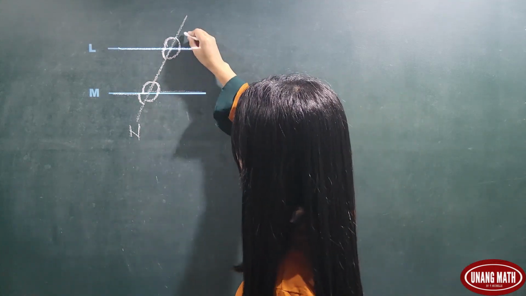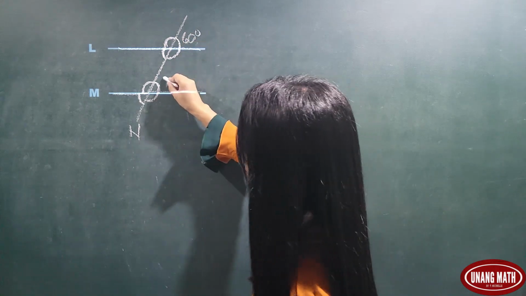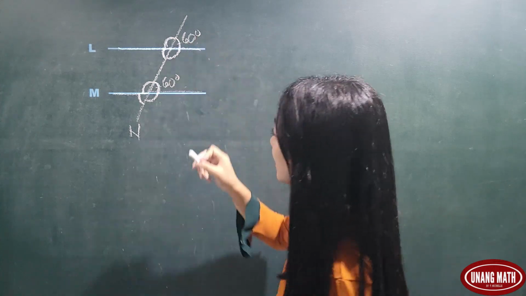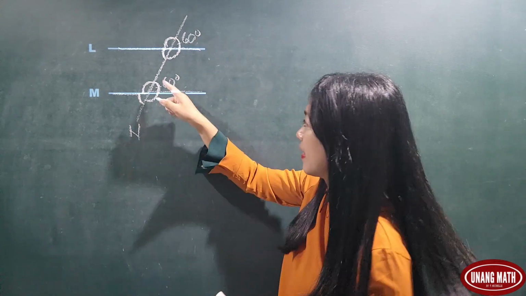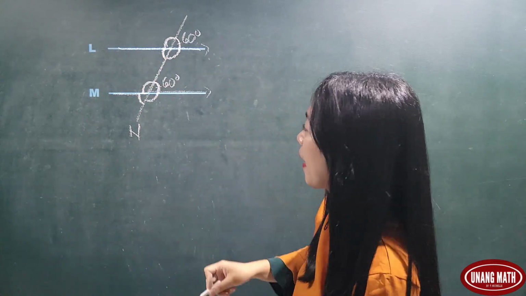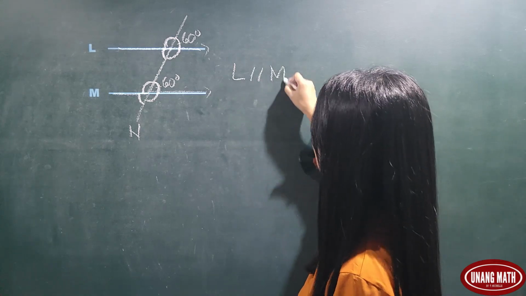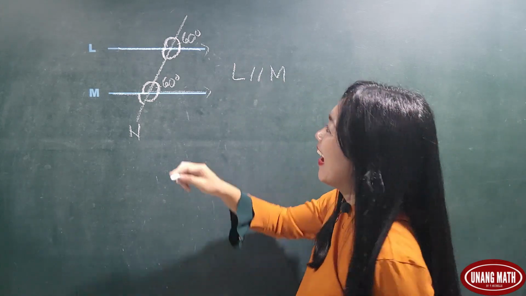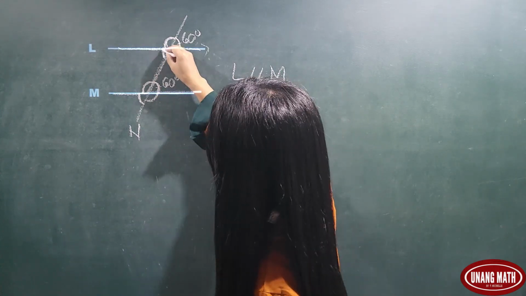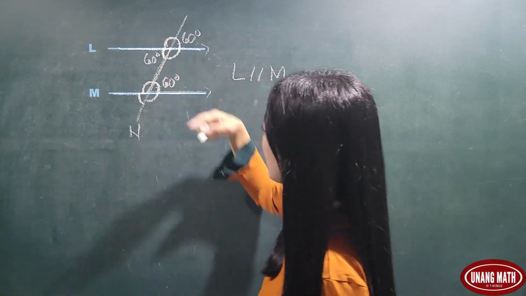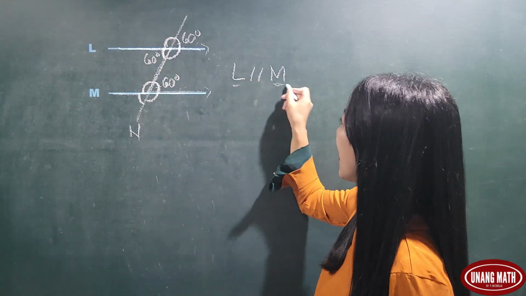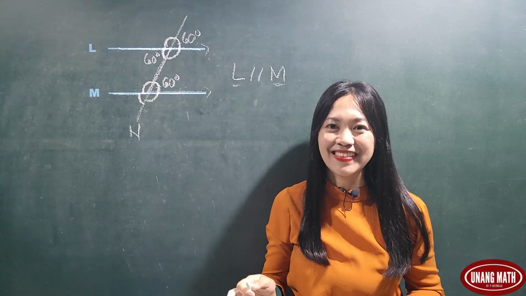Let's say this angle measures 60 degrees and this is 60 degrees. Okay, take note, this angle and this angle are corresponding angles. Same measures, then that means line L and line M are parallel lines. Okay, if this is 60 degrees, then this is also 60 degrees because these are alternate interior angles. Same measures, then line L and line M are parallel lines.